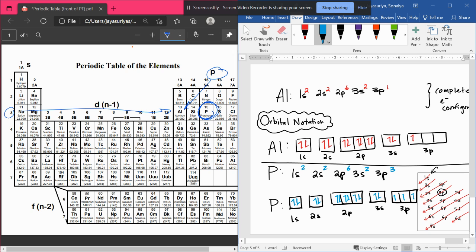Hund's rule says you have to spread them out. So don't put 2 electrons in one box. Spread the 3 into the 3 rooms. If you have space, spread it out, okay? Spread out the electrons because they repel each other. They need to occupy the maximum space possible. All right, so that's how you do orbital notation. I will do a second video for noble gas configuration.